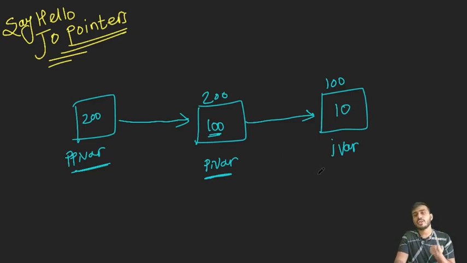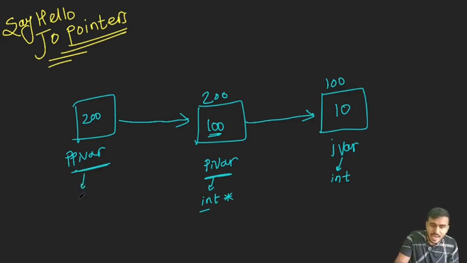Now let's discuss their data types. This ivar is of int data type. This pivar is of int star data type, as it is a pointer to int. That's why we are writing int followed by star. This ppivar is of int star star data type, as it is a pointer to int star, and as it is a pointer, we are adding one more star.